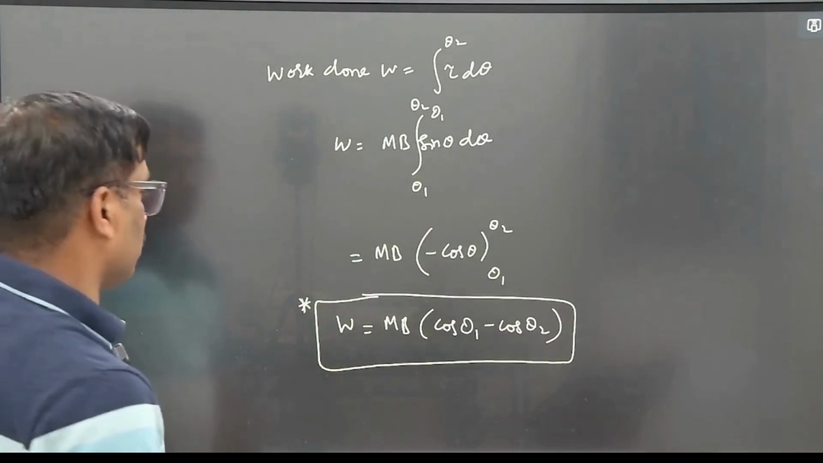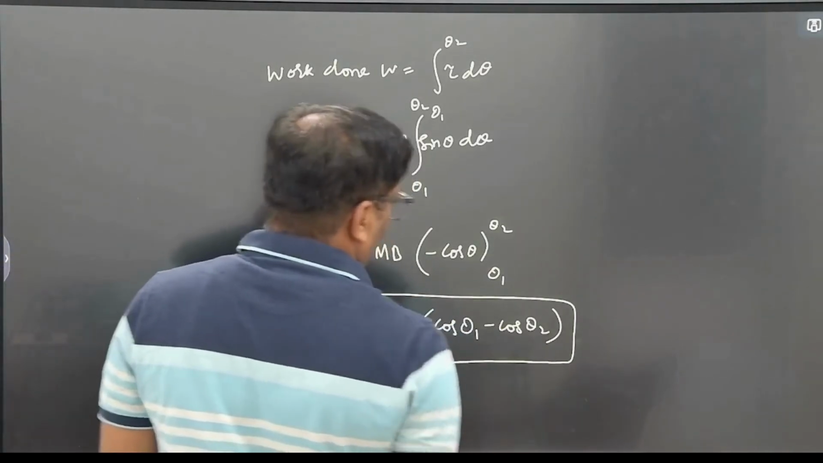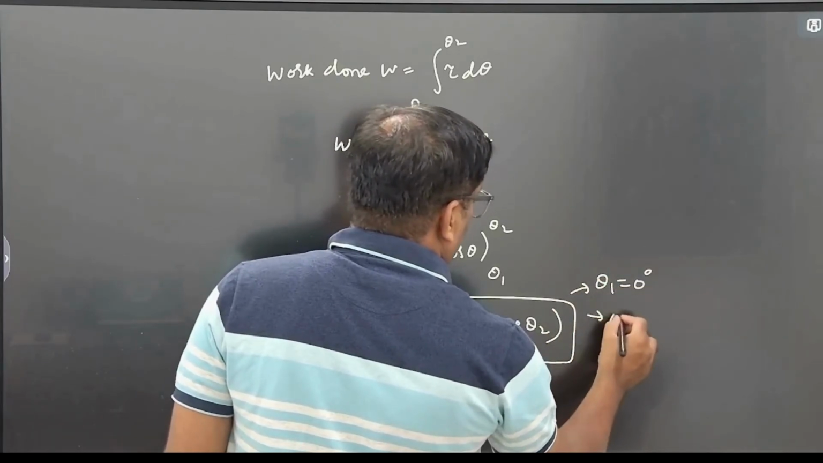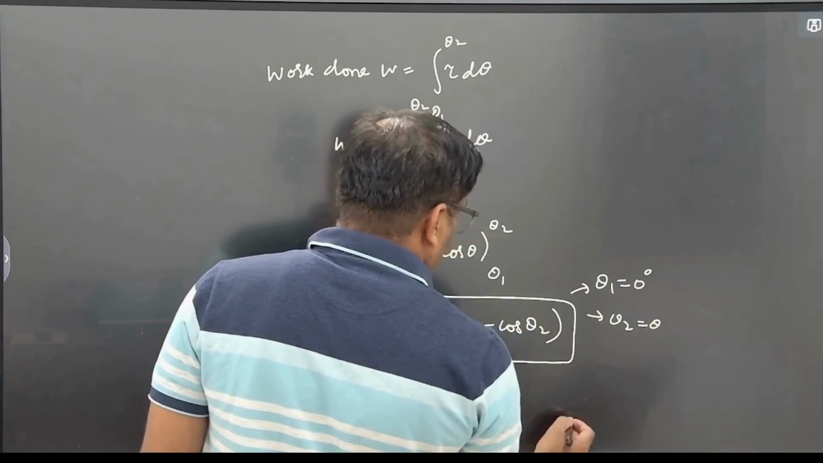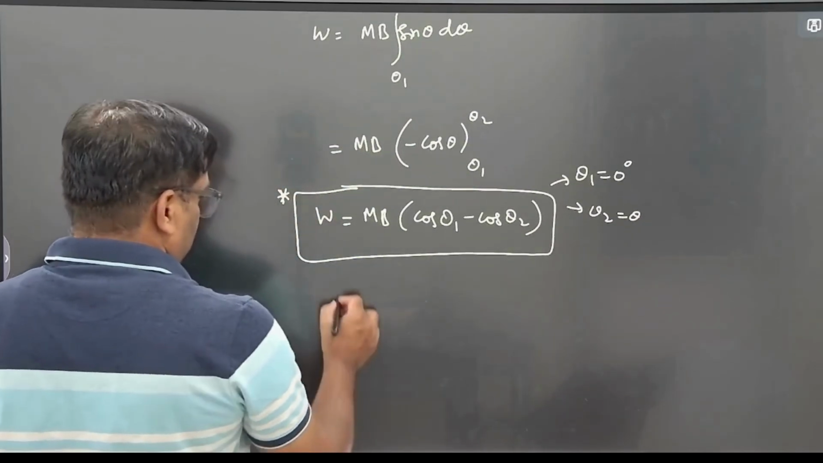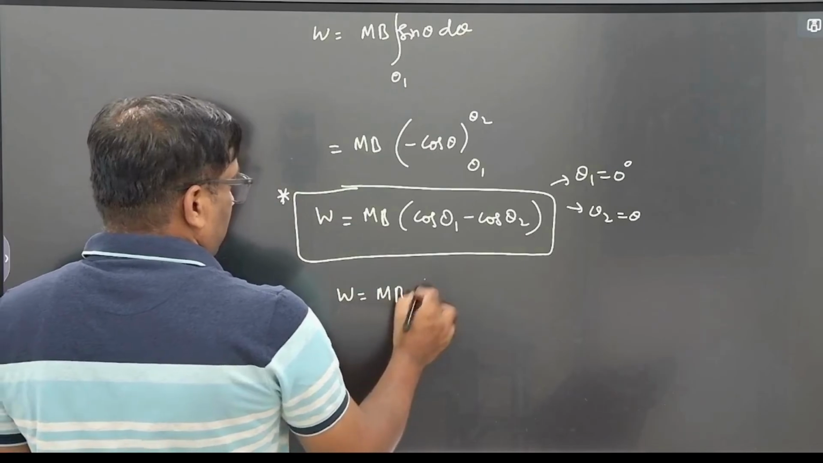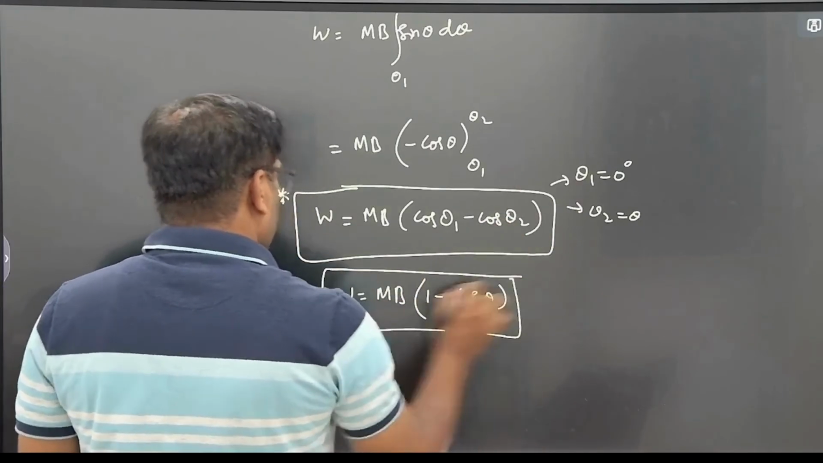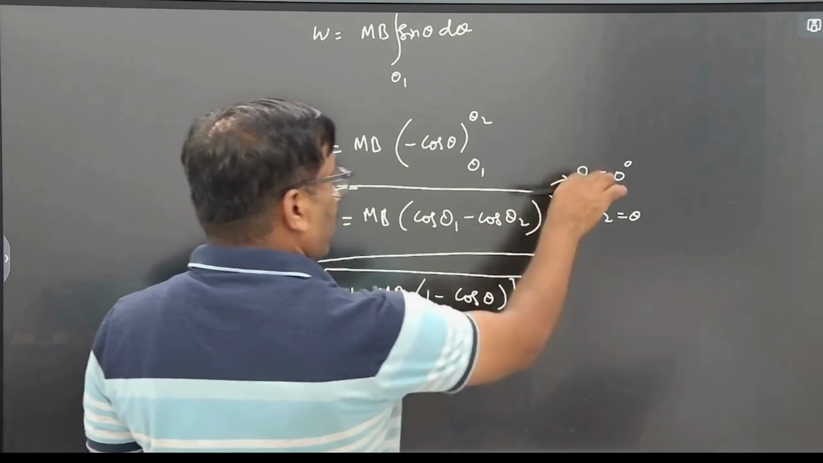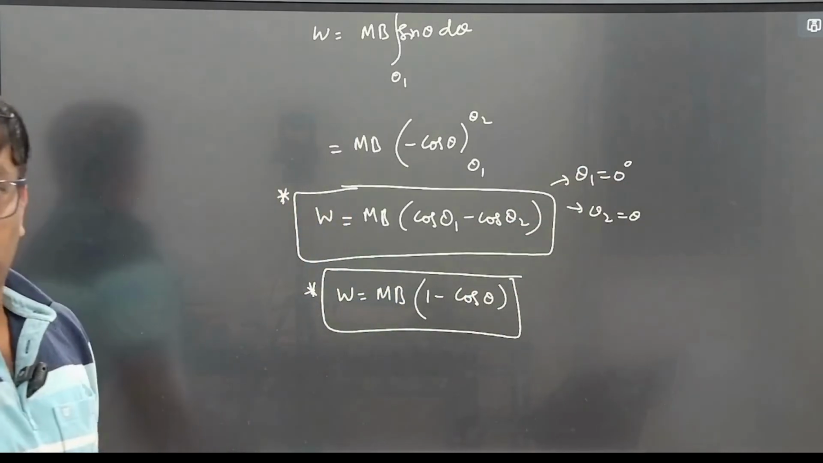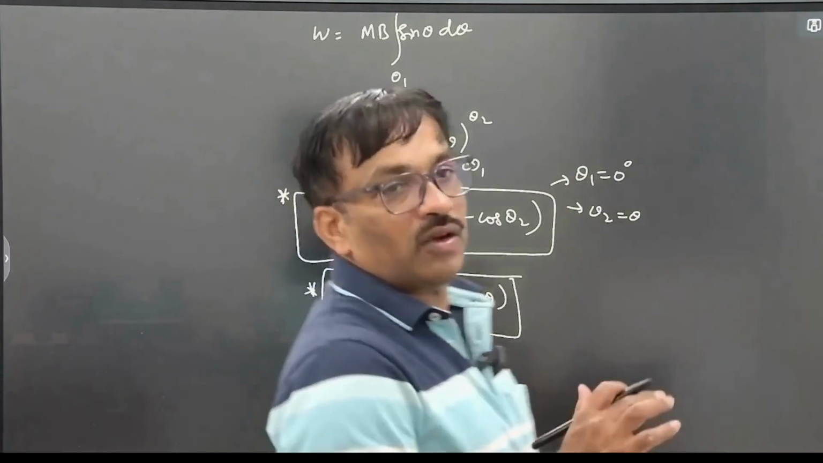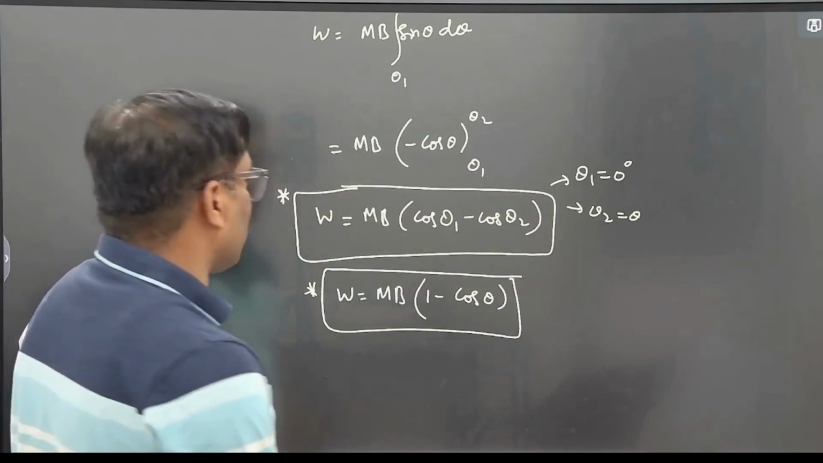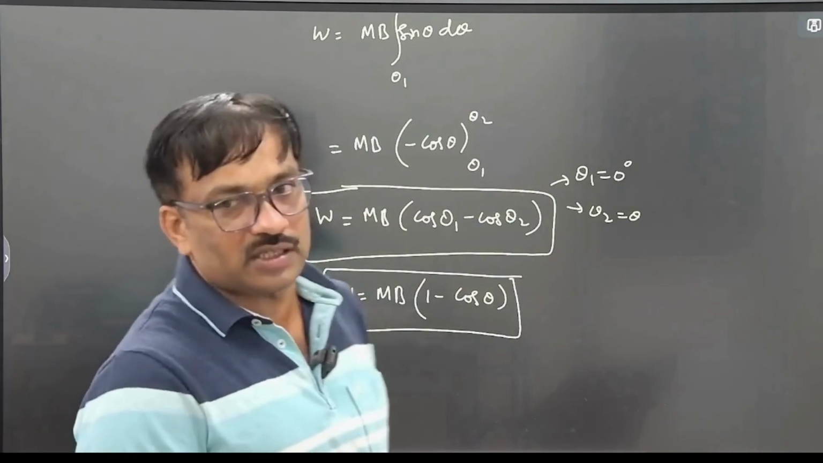You understand? Suppose it is rotating from theta 1 equal to 0 to theta 2 equal to theta. What can you write for the work done in rotation? It will be equal to mB into (cos 0, which is 1, minus cos theta). In this way we can write the work done in rotating from 0 degrees to theta degrees. Here this rotating coil will have a certain amount of potential energy. We want to calculate the potential energy. What is potential energy?